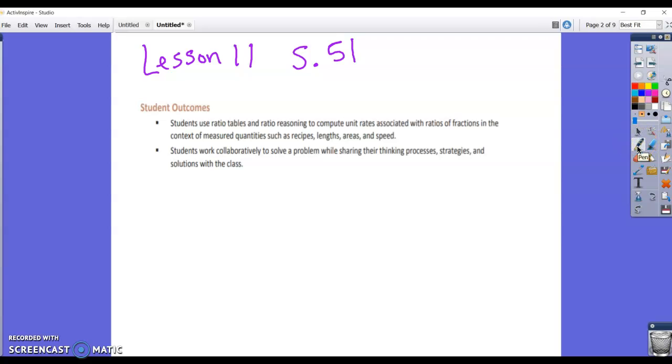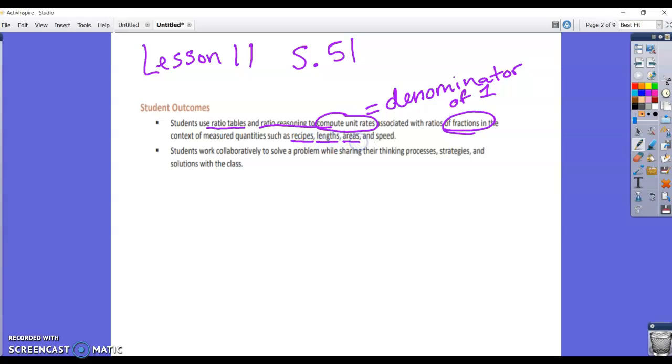Okay, so our goal today is that we're going to be looking at ratio tables and ratio reasoning to compute unit rates. We talked about the fact that unit rates means there's a denominator of 1, with ratios of fractions in the context of measured quantities such as recipes, lengths, areas, and speed.